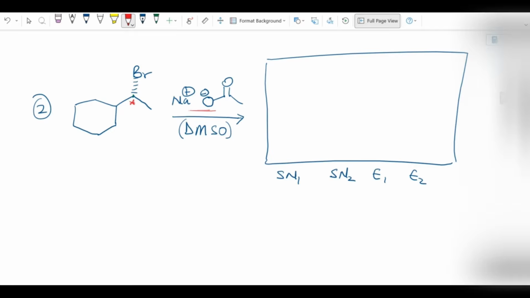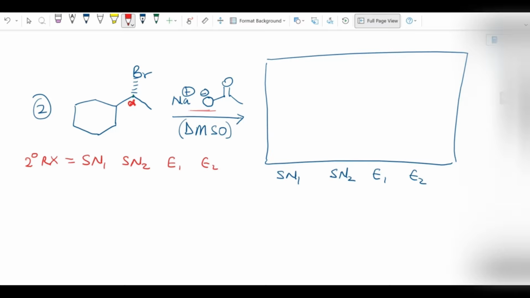In terms of alkyl halide, that carbon, this alpha carbon, the carbon that has the bromine, has 2 other carbons attached to it. So that means this alkyl halide is a secondary alkyl halide. And a secondary alkyl halide can do all the mechanisms. You can do SN1, you can do SN2, it can also do E1 as well as E2.